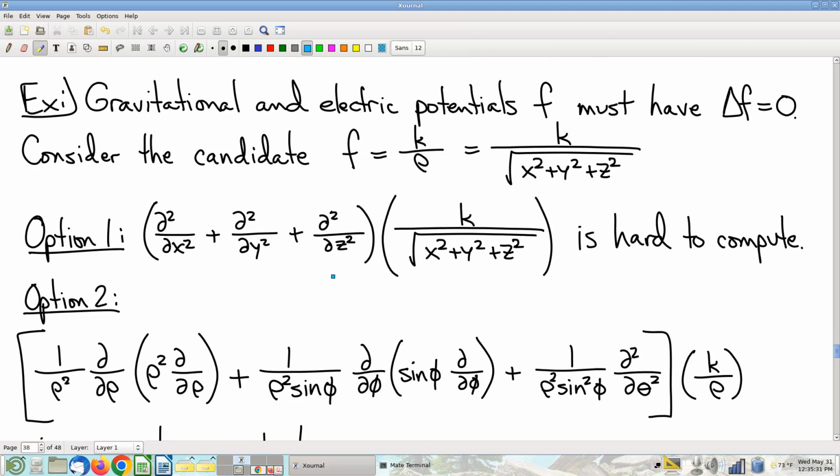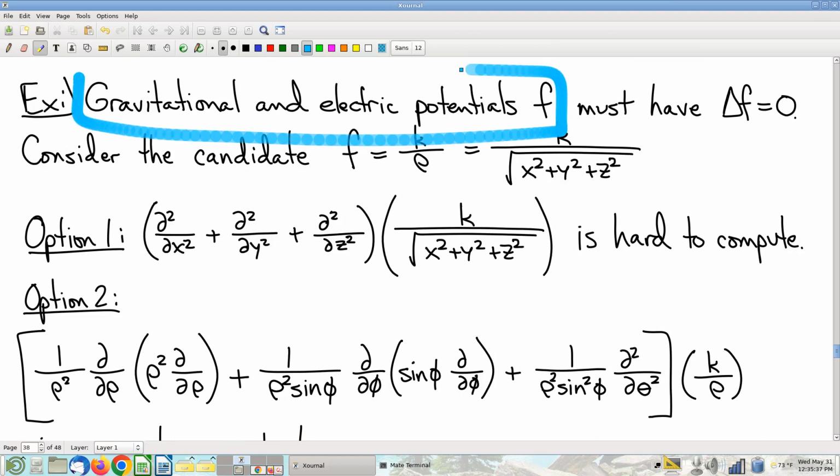Here's a great example, very real world. Let's talk about gravitational and electric potentials. Maybe you're doing astrophysics and you've got a sun, right? It's got a gravitational field, and you're trying to understand how planets move in this gravitational field of a sun. One of the big things you have to understand is called gravitational potential energy, right?